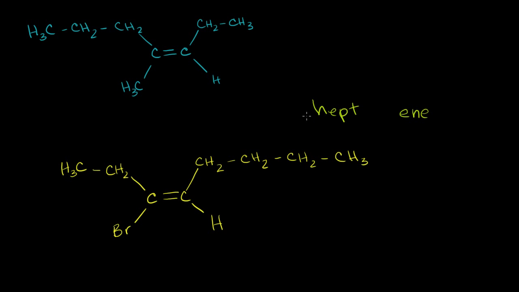And then we have to figure out where the double bond is. We always want to start numbering our carbons from the direction that bumps into the double bond first. And so the double bond is closer to this end of the chain than that end. So we're going to start numbering here. 1, 2, 3, 4, 5, 6, 7. And so the double bond starts on the 3 carbon. So it is hept 3-ene.